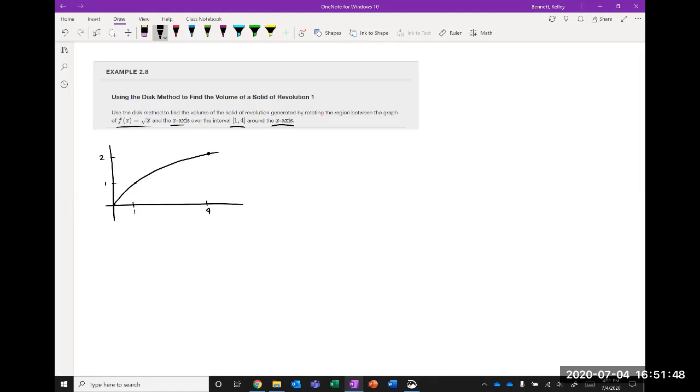So if this is my region, then I just want to swing this around the x-axis. So I've got to extend my y down a little bit further. So I should come down to negative 2. And I'm just going to swing it around and create this kind of like bell shape. So this is kind of like a solid bell, maybe with the top cut off or something like that.